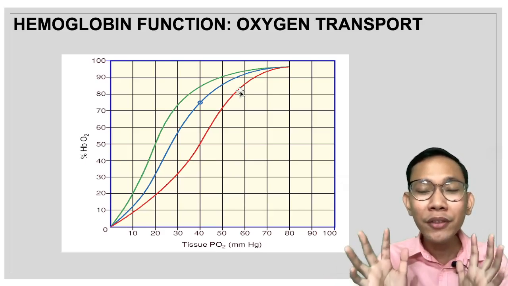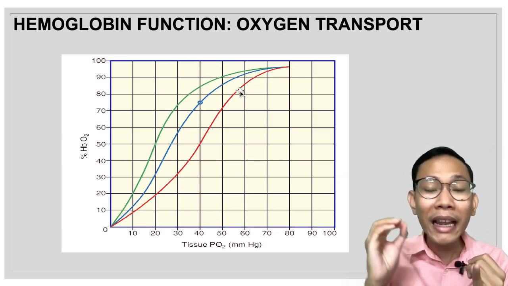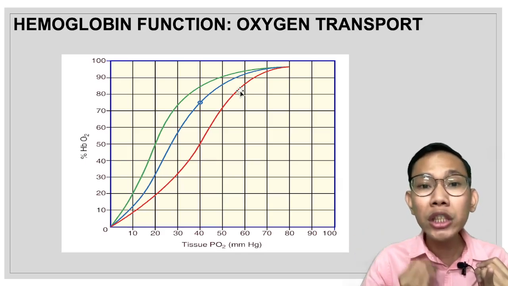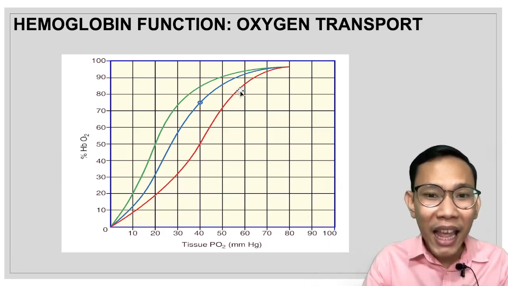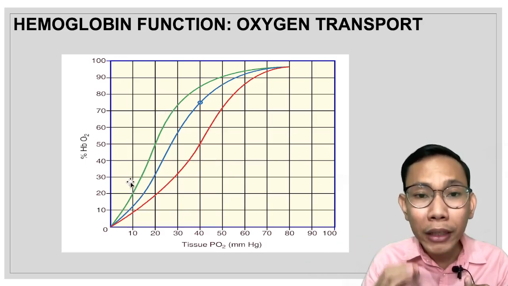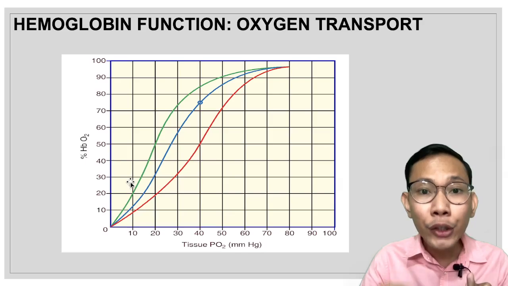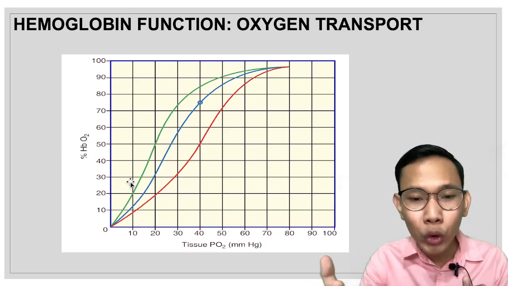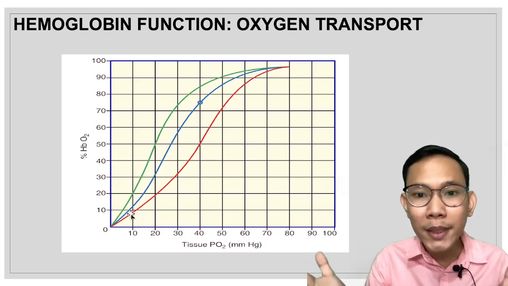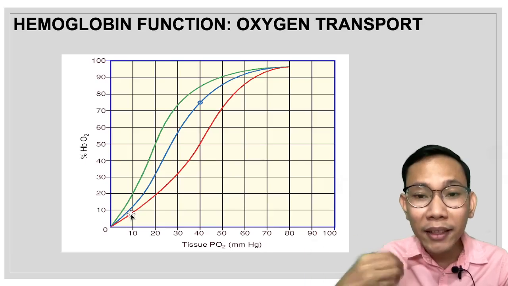Again, how do we differentiate a right shift curve from a left shift curve? The right shift curve will cause a lesser affinity of your hemoglobin to oxygen. Therefore, more oxygen is being released. In the left shift curve, the green one, there is higher affinity of your hemoglobin to your oxygen. Therefore, lesser oxygen will be released to the body. I'll give you an example. We know that in the right shift curve, when our patient is hypoxic, oxygen is lacking, so we need more oxygen. That is why our oxygen is released quickly.